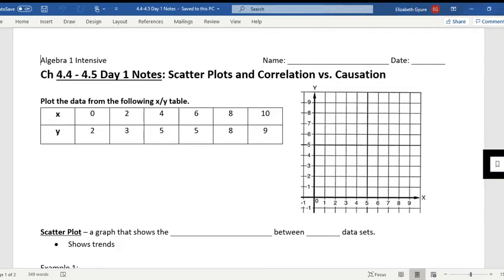So today we are going to talk about scatter plots and correlation versus causation. These are really good things to know how to interpret for a standardized test. I see a lot of this kind of stuff on standardized tests.